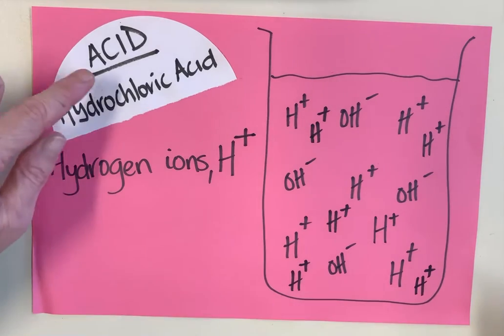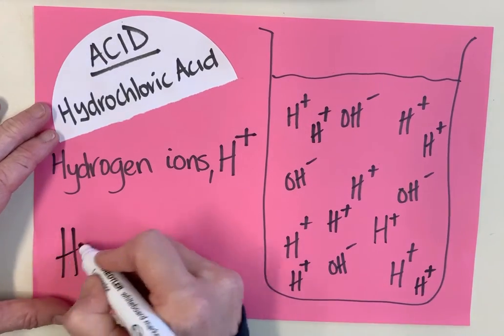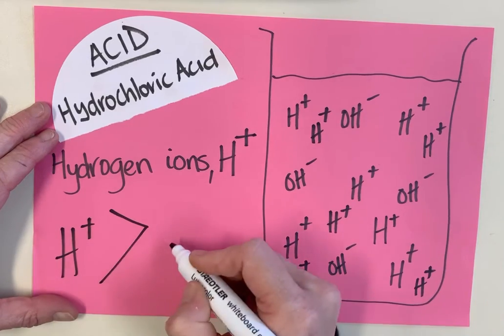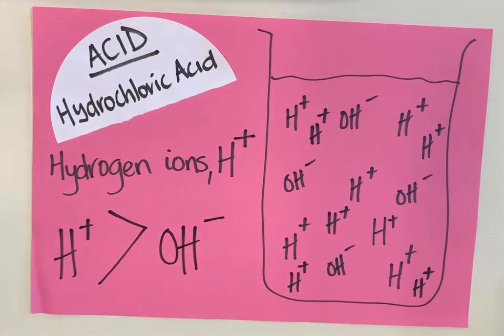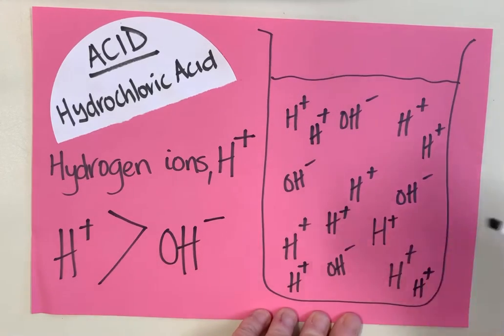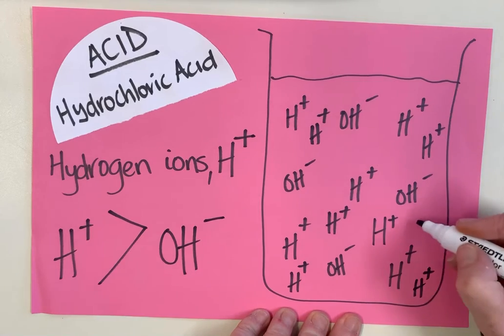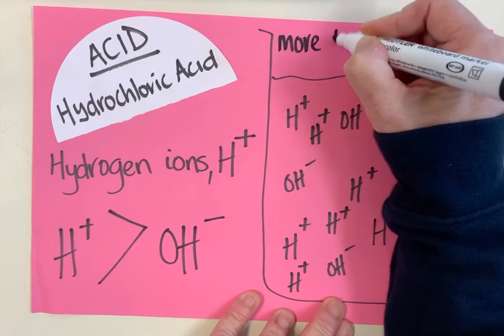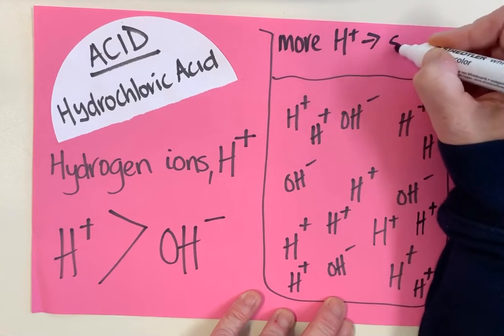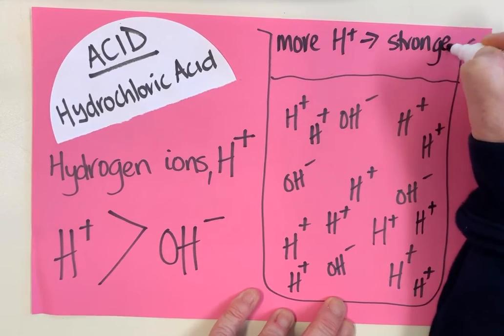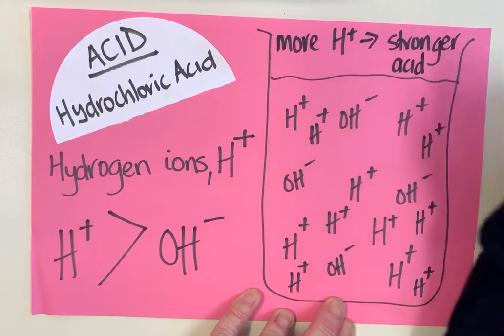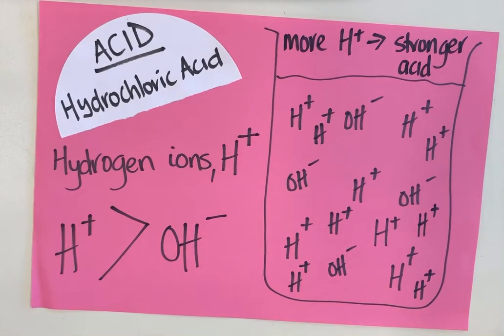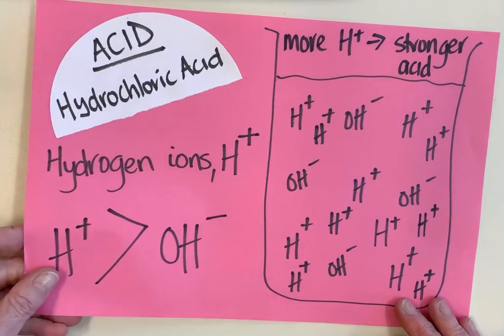So in an acid, the number of hydrogen ions is much greater than the number of hydroxide ions. And the more hydrogens there are, the stronger the acid. So more H plus, the stronger the acid. That's how you define an acid. I'm going to move that out of the way now.